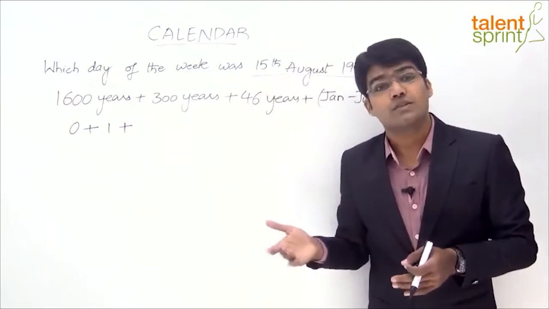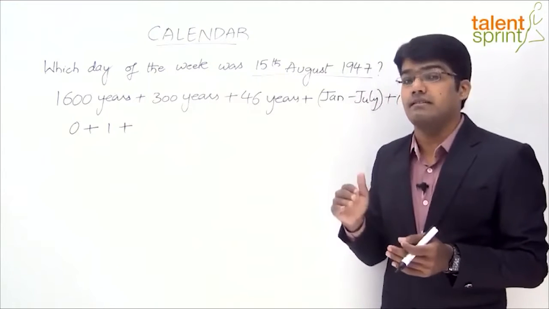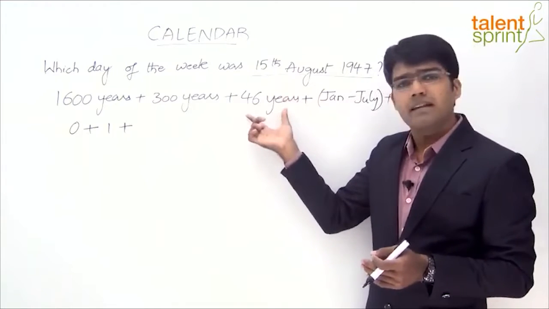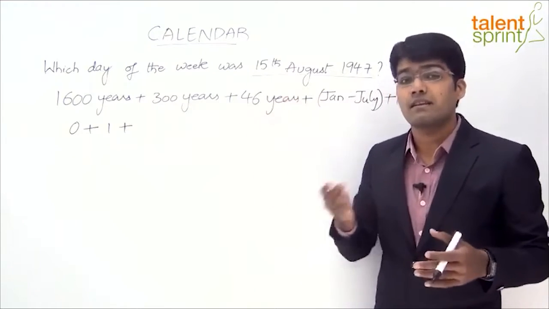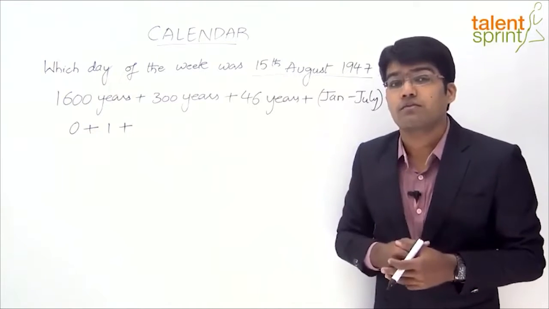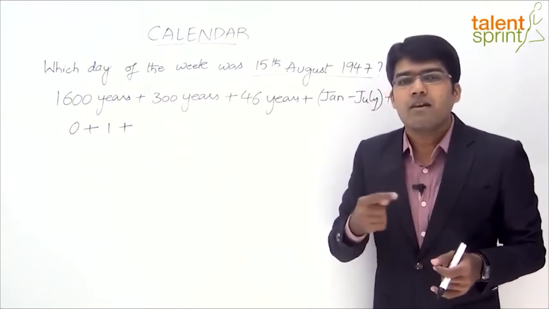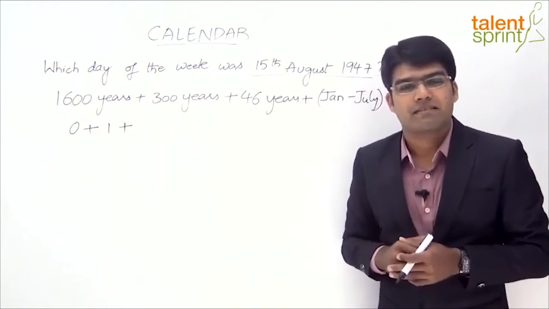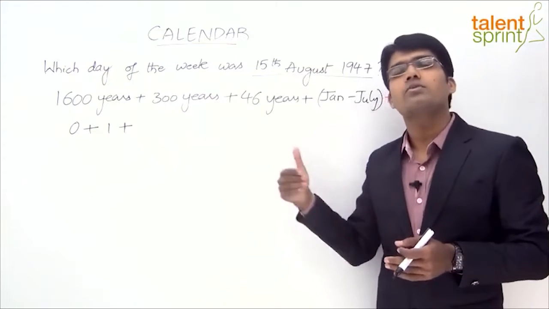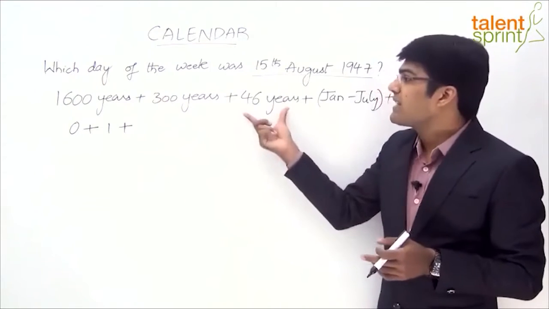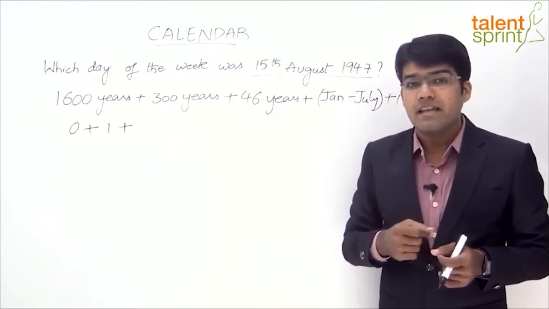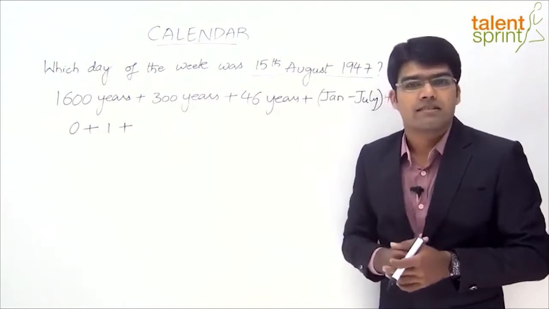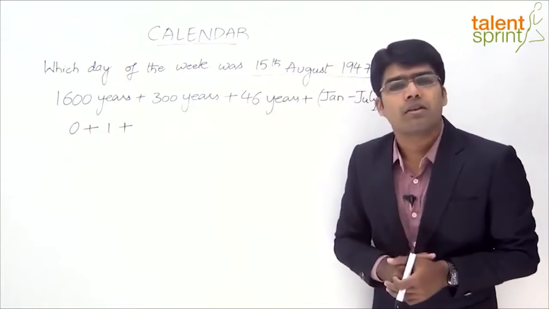Now 4 into 11 is 44. 4 into 12 is 48. We cannot take 12 because 48 is more than 46, right? So less than or equal to 46, how many multiples are there? 4 into 11 is 44. So we have 11 multiples, right? We can say that 4 occurs 11 times in 46 years. That means there will be 11 leap years, right? 1904, 1908 up to 1944, 11 leap years. So out of 46 years, 11 are leap years and the remaining 35 years, 46 minus 11 is 35, are ordinary years. So 11 leap years and 35 ordinary years.